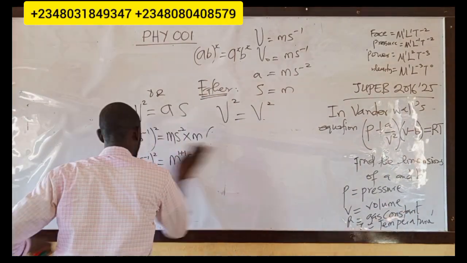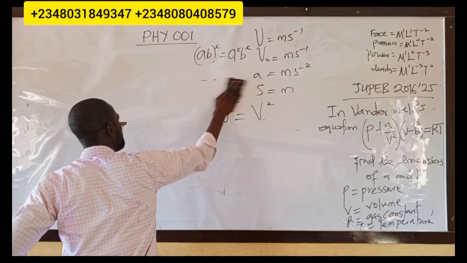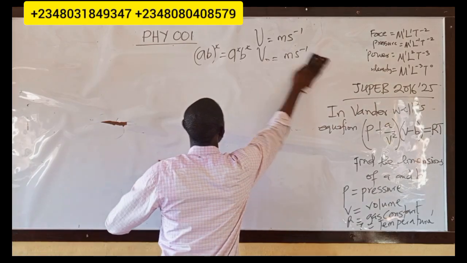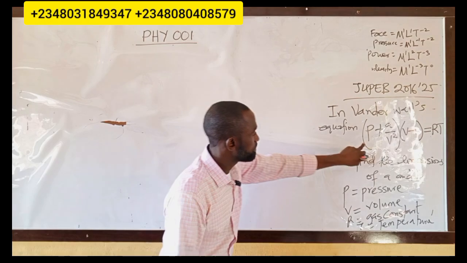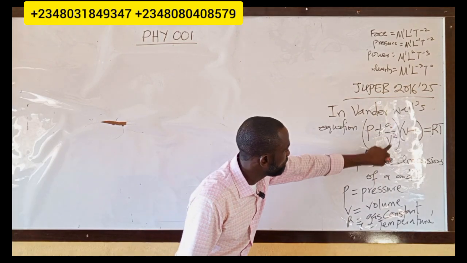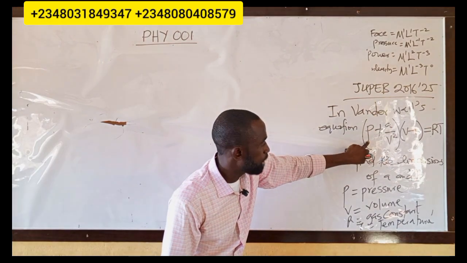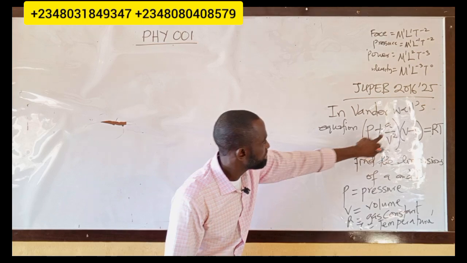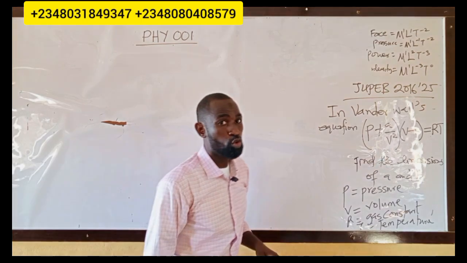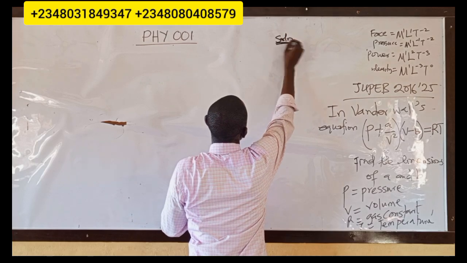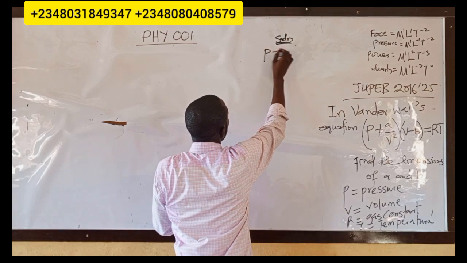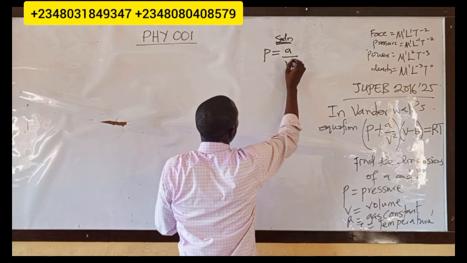Look at this, class. I hope I'm not too fast, please. I'm trying to take everything in one video. So look at this now. Since this A over V squared was combined with P, it means A over V squared equals P. So for the first one, solution: we say P is equal to A all over V squared.